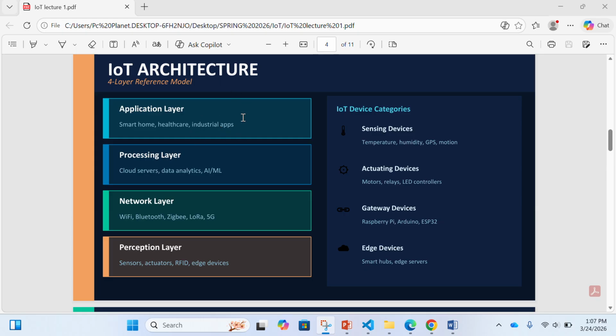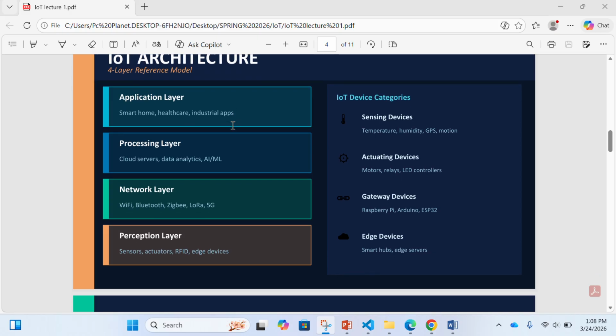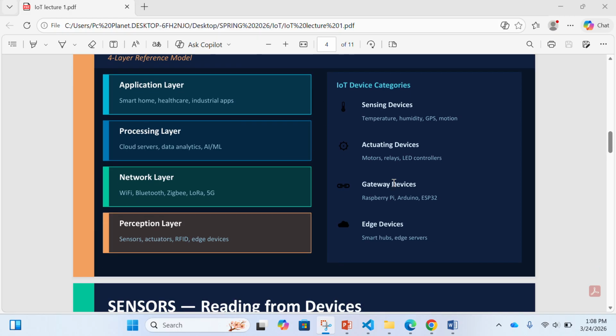The application layer is basically the user interaction, the user-facing application that presents data and accepts commands. A mobile app that shows your home's energy usage and lets you adjust your thermostat remotely, or an application that shows you that the temperature of the room is currently 32 degrees Celsius and the temperature outside your home is 26 degrees Celsius. So you don't need to keep the air conditioner on. You can turn it off to save energy and so on. So now we will see the IoT device categories.